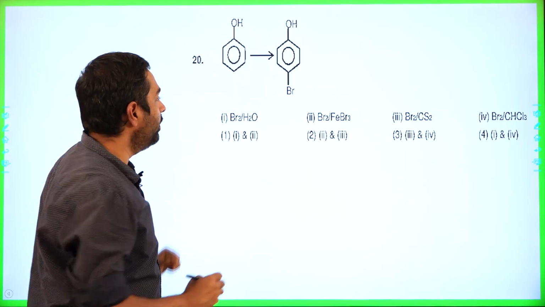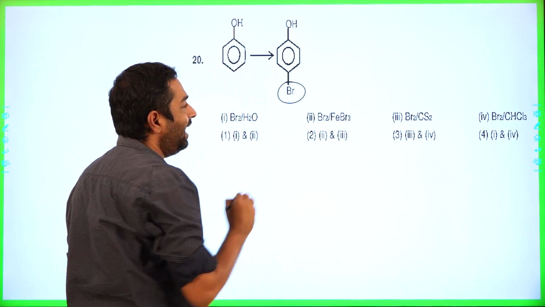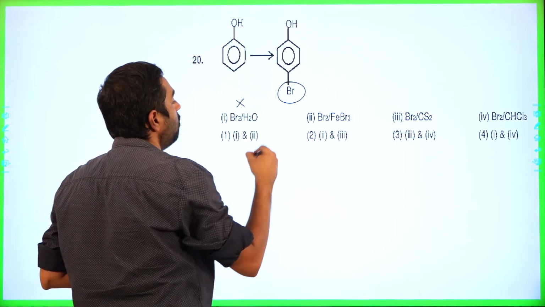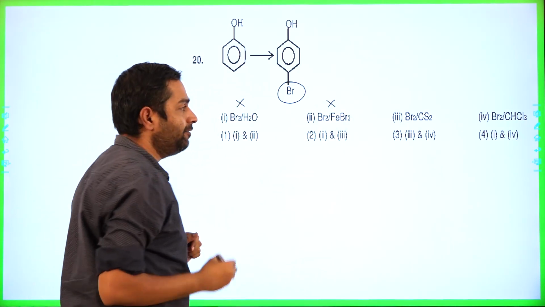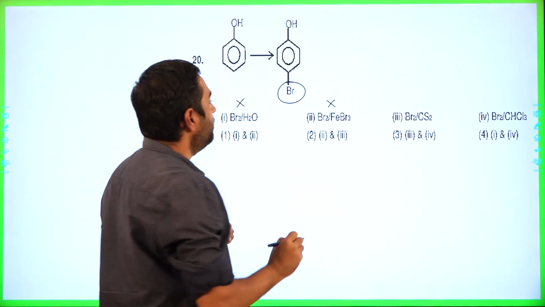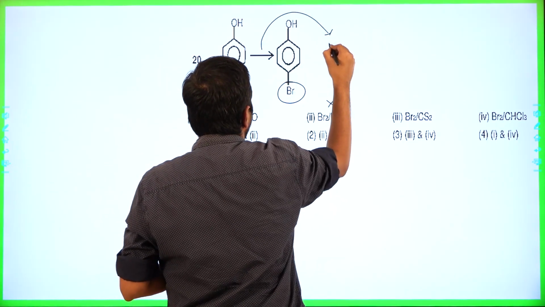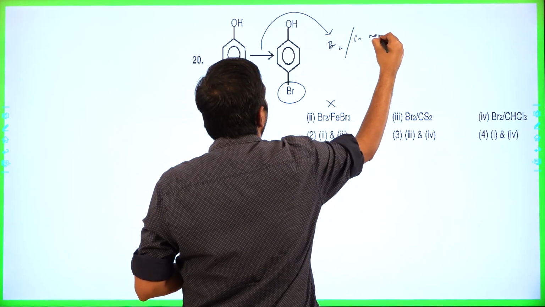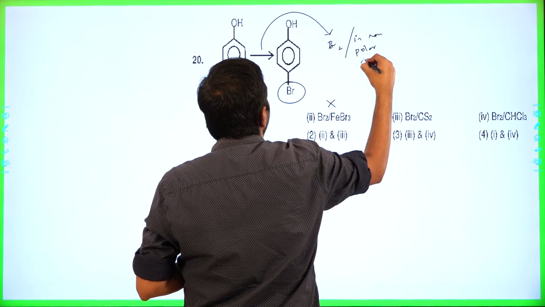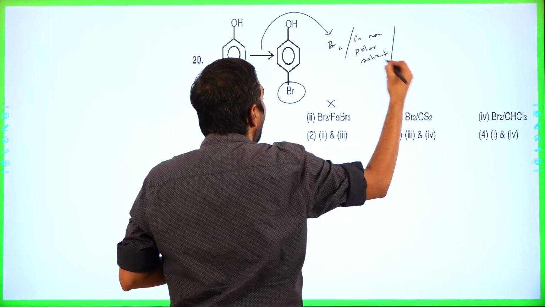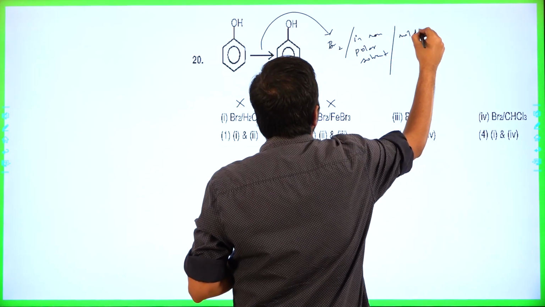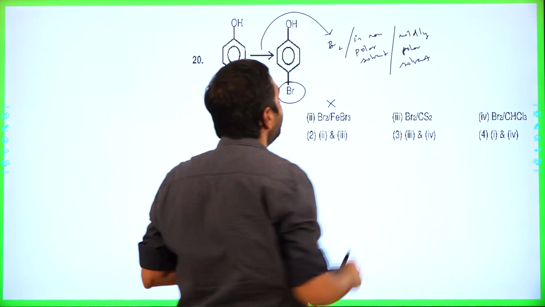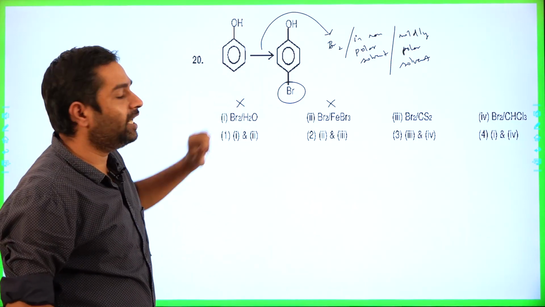Phenol is going to be doing monobromination at the para location. This is not going to happen with bromine and H2O. It will also not happen with bromine and FeBr3. It will happen when you have bromine in a non-polar solvent or a mildly polar solvent. The greater the polarity, the more you will end up having multiple attacks.